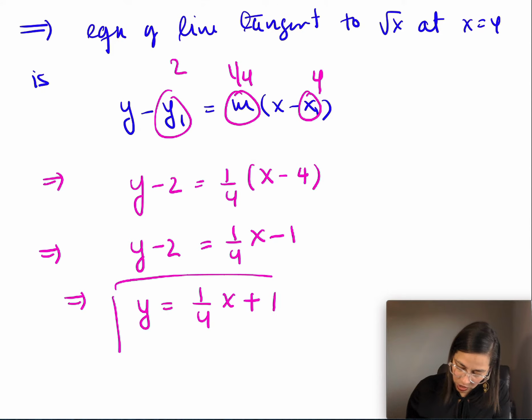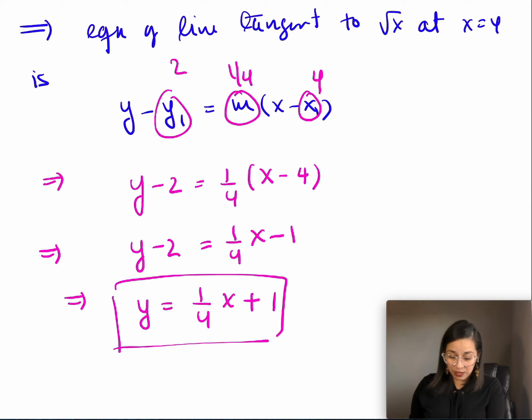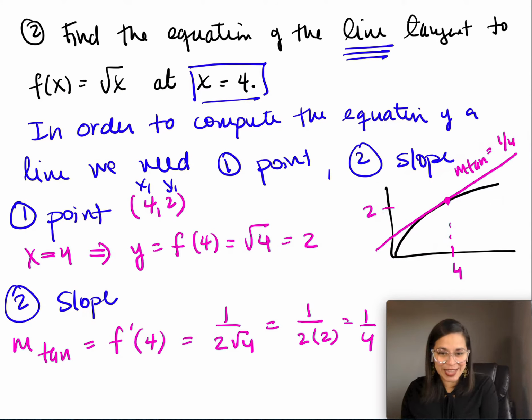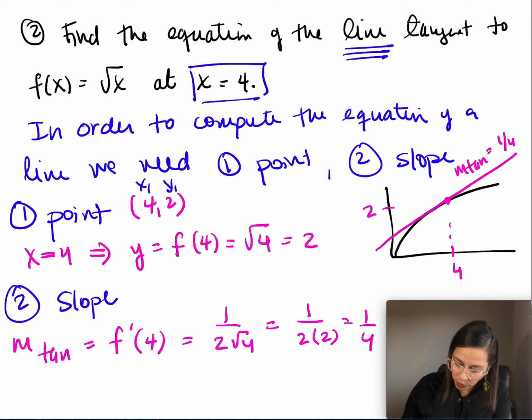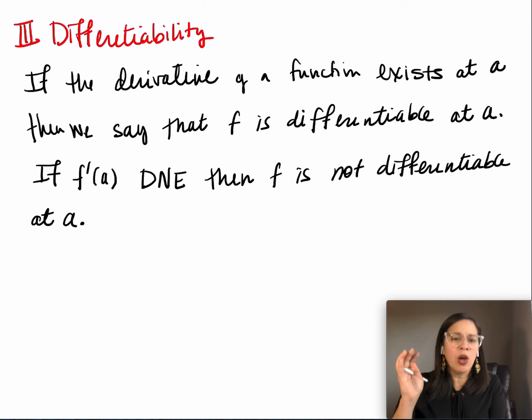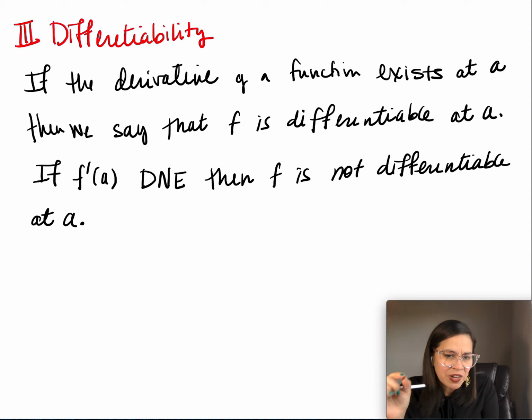So this is the equation of my tangent line, meaning the equation of this line. That's the line tangent to the graph of root of x at x equals 4. One more time, this is the graph of root of x. Perfect. All right, so computing the derivative involves computing a limit.